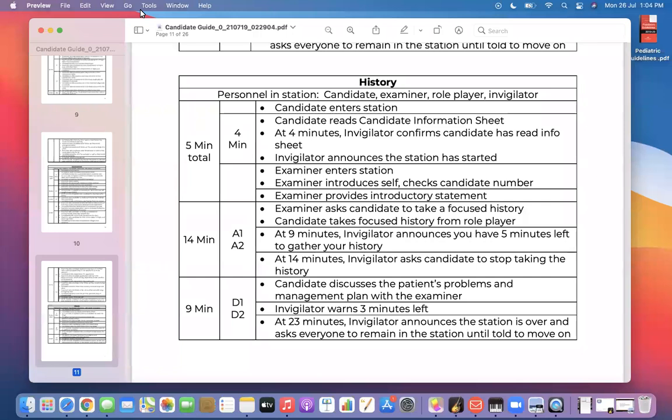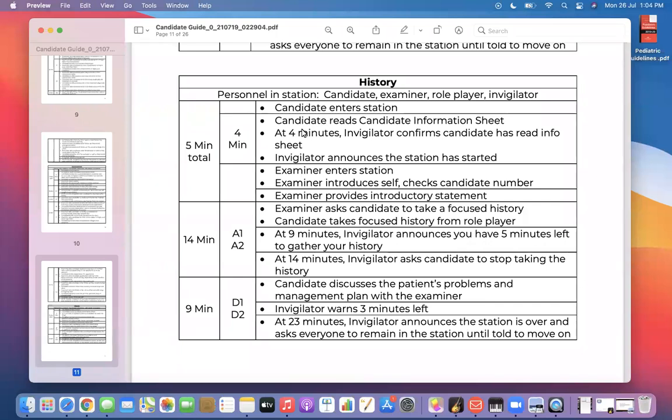So in the history station, there will be the candidate, examiner, role player, and the invigilator. There are 5 minutes, then 14 minutes, then 9 minutes. In the first 5 minutes, what will you do?